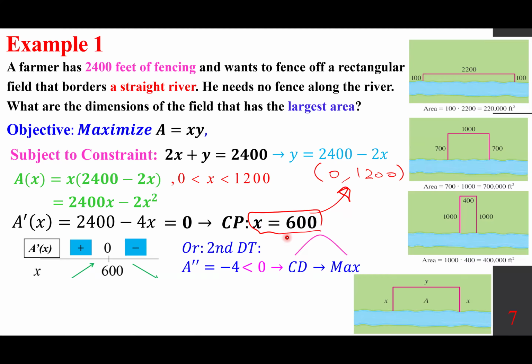And as I mentioned, this is local and it becomes absolute. So when x equals 600, what is y? We go back to the constraint, 2x plus y equals 2400, replace the x with 600, 2 times that is 1200, subtracted from 2400, and y becomes 1200. So what is the largest area, the maximum area, x times y? That means 600 by 1200 is 720,000 square feet. That's the largest area, everybody.